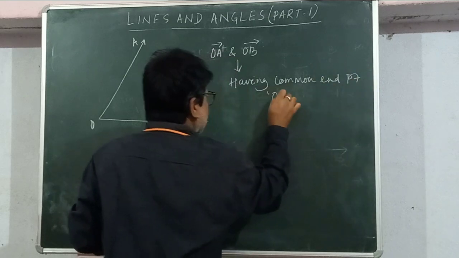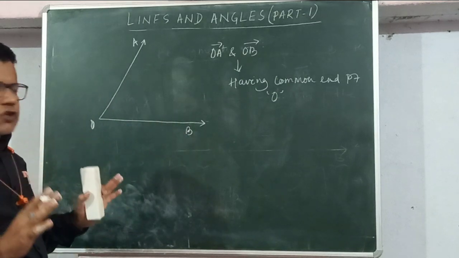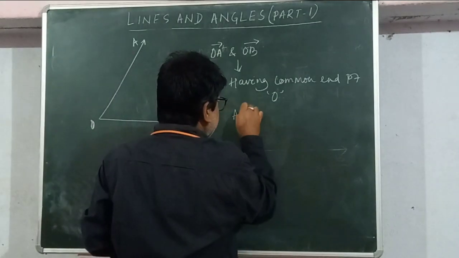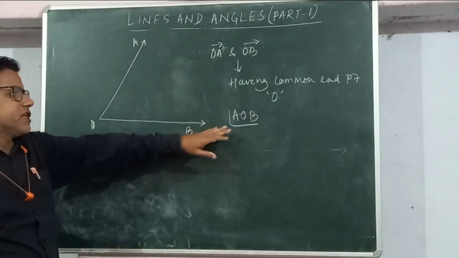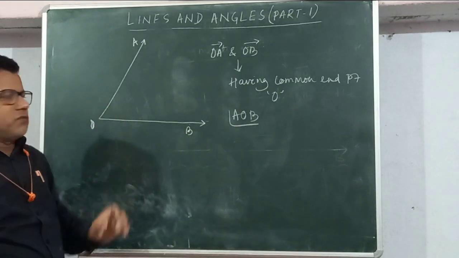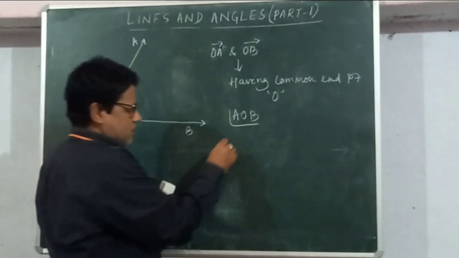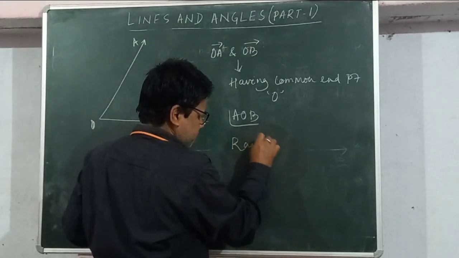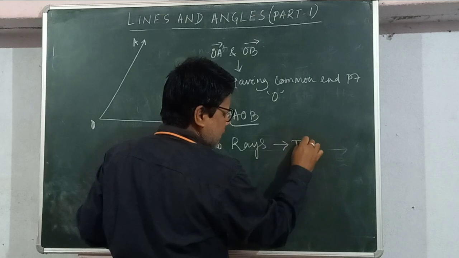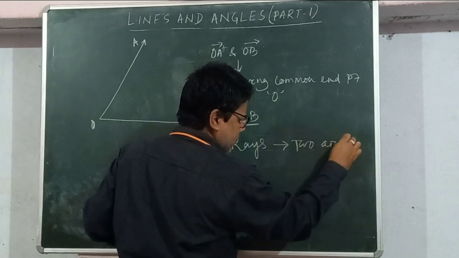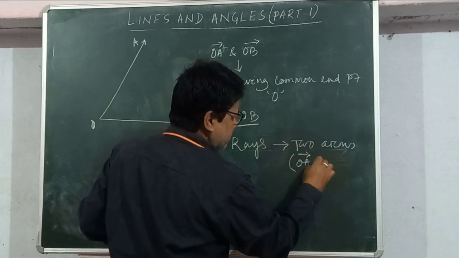That is O. So it forms the geometrical figure which is known as an angle, and that angle is AOB. In symbolic notation, it is written as angle AOB. The two rays are called the two arms of the angle, which are OA and OB.